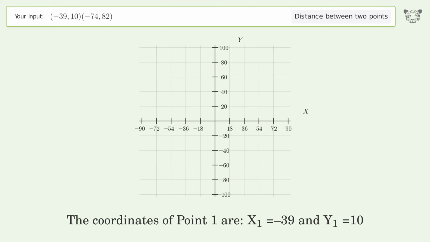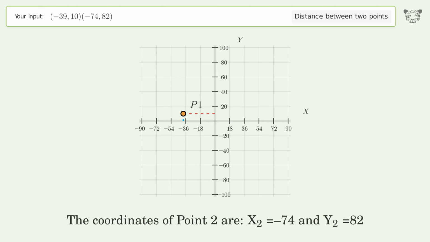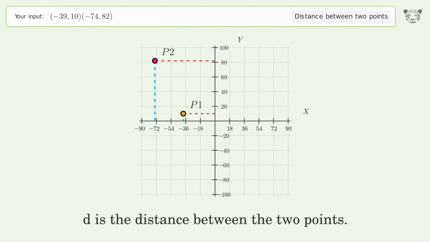The coordinates of point 1 are x1 equals -39 and y1 equals 10. The coordinates of point 2 are x2 equals -74 and y2 equals 82. D is the distance between the 2 points.